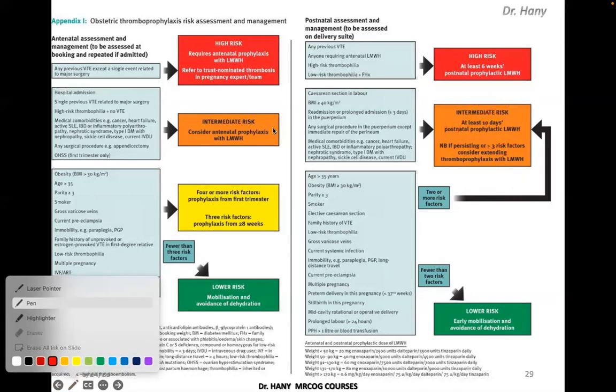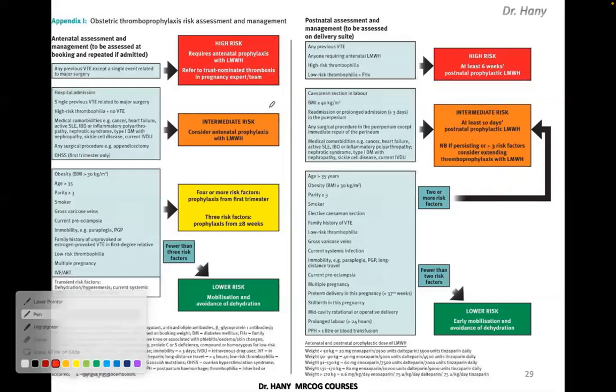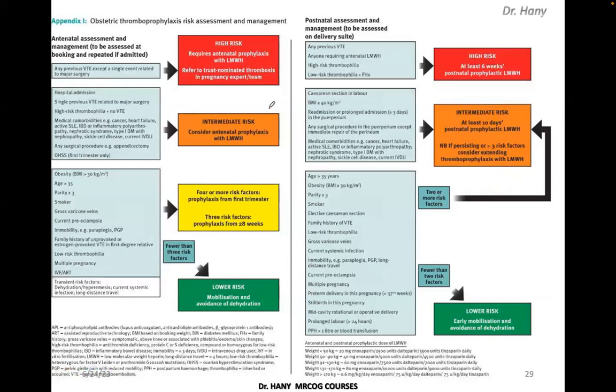Clear? Any question here in the chart? Dr. Hani, sorry, suppose I give any prophylaxis, like for ovarian hyperstimulation or antiphospholipid, antenatally. When we come postnatal, it will not be under this one anywhere, requiring nothing. This is a transient risk factor.